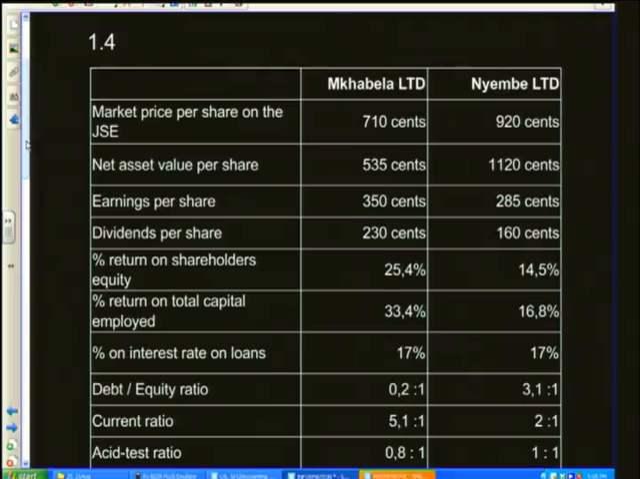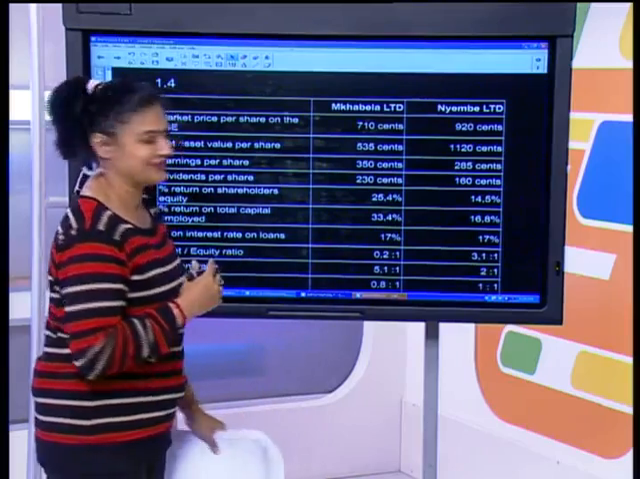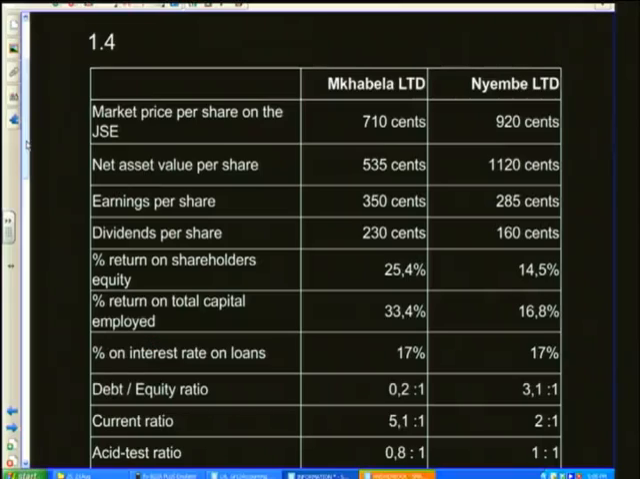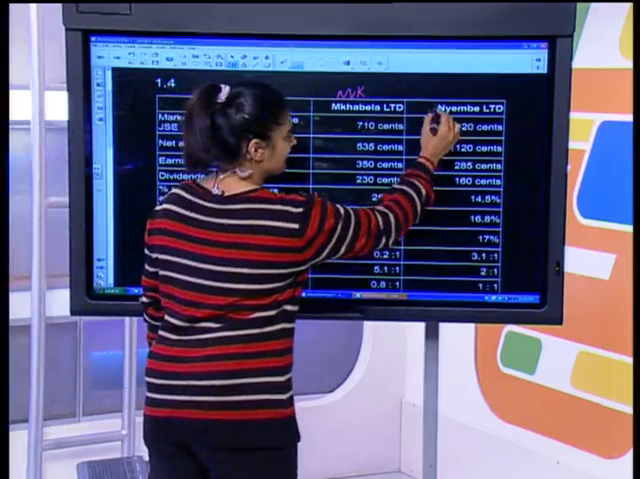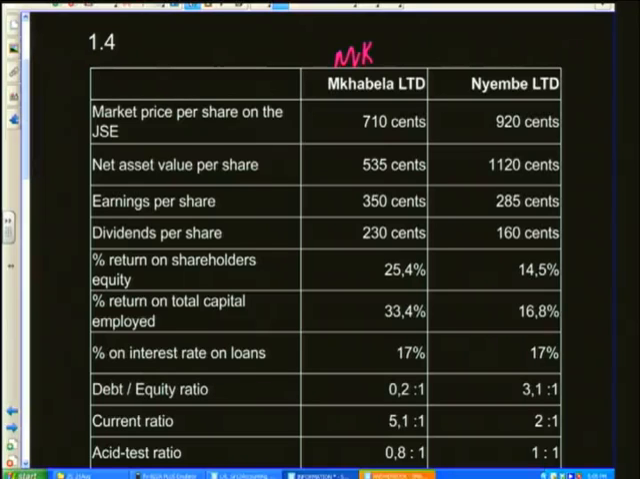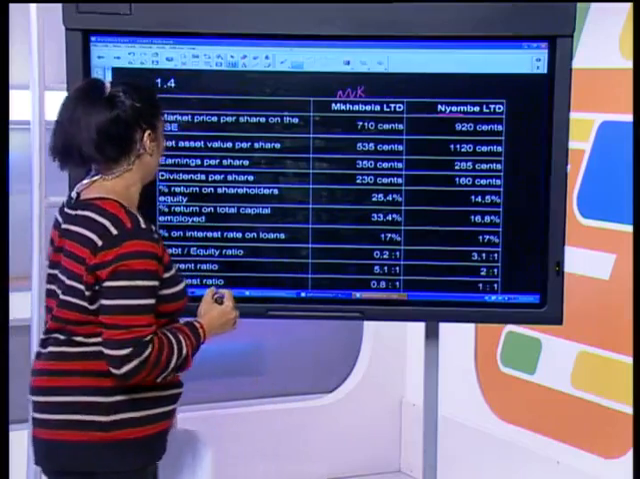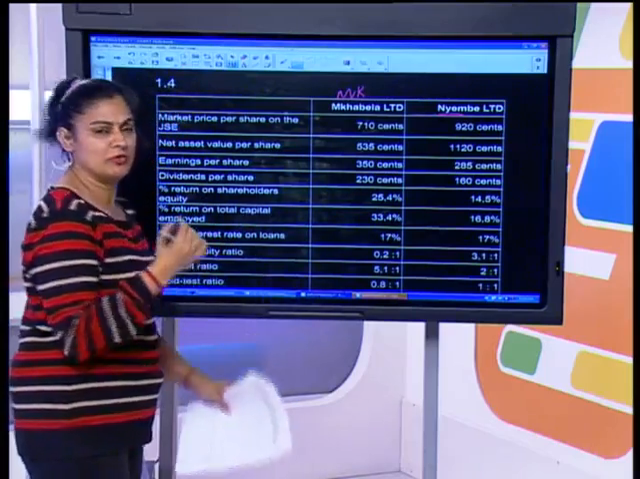Okay, so in this particular question, we are given two companies. Abram, I'm going to ask your assistance if I pronounce the names incorrectly, okay? We're given Mkabela Limited, and guys, please forgive me, but I'm going to try and refer to Mkabela Limited as MK, if that's fine. And then we've got our next company, which is Yembe Limited. Did I say that right? Yes. Yembe Limited.